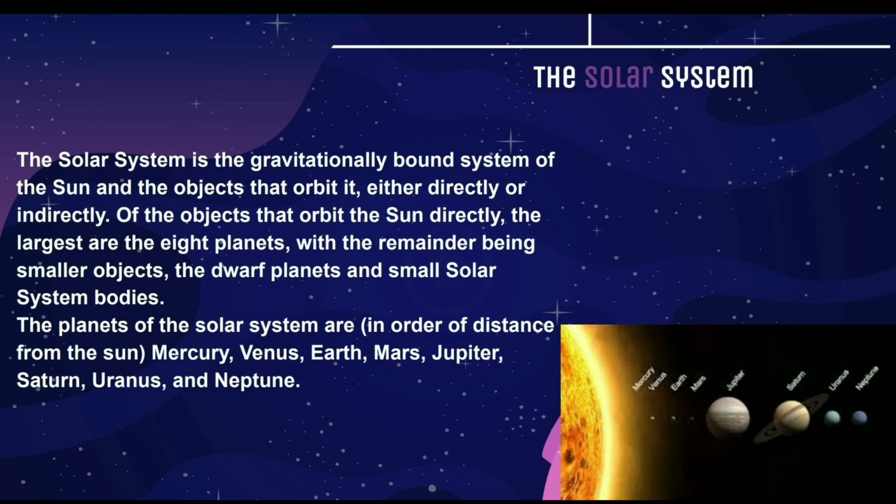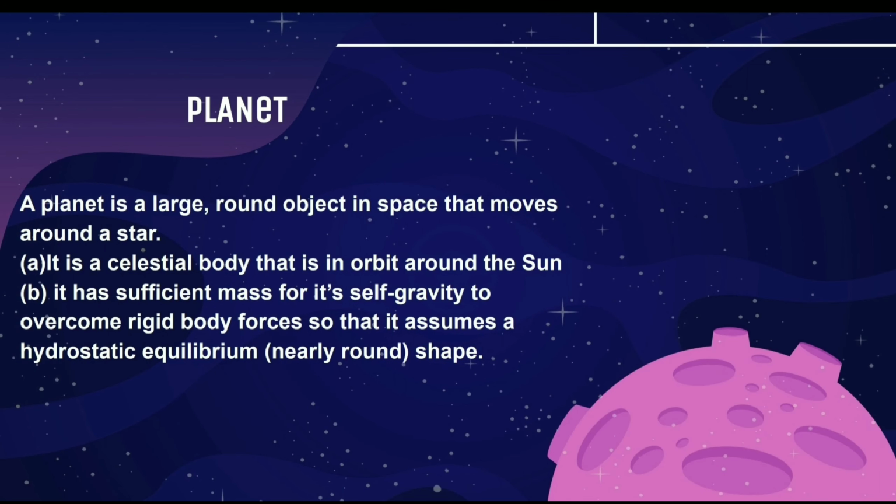Now it goes on further to say that the planets of the solar system are, in order of distance from the sun: Mercury, Venus, Earth, Mars, Jupiter, Saturn, Uranus, and Neptune. And we can create a little acronym, so MVE, MJS, UN, so you can remember it.